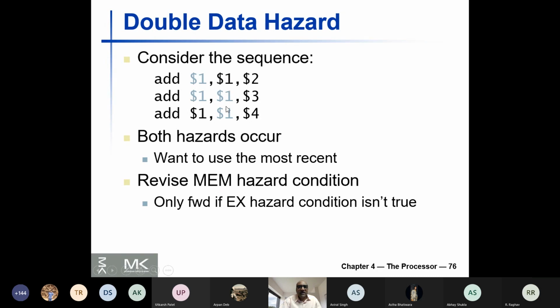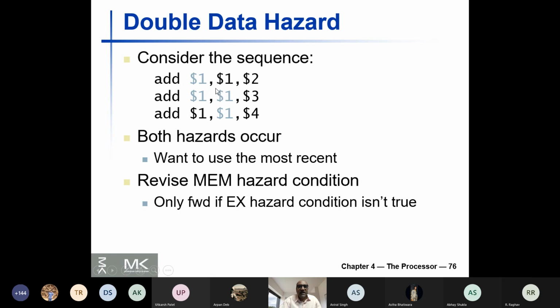In that case, if you try to execute these three instructions in sequence, when you come to the execution stage of the third instruction, both hazards will occur. Both will happen.